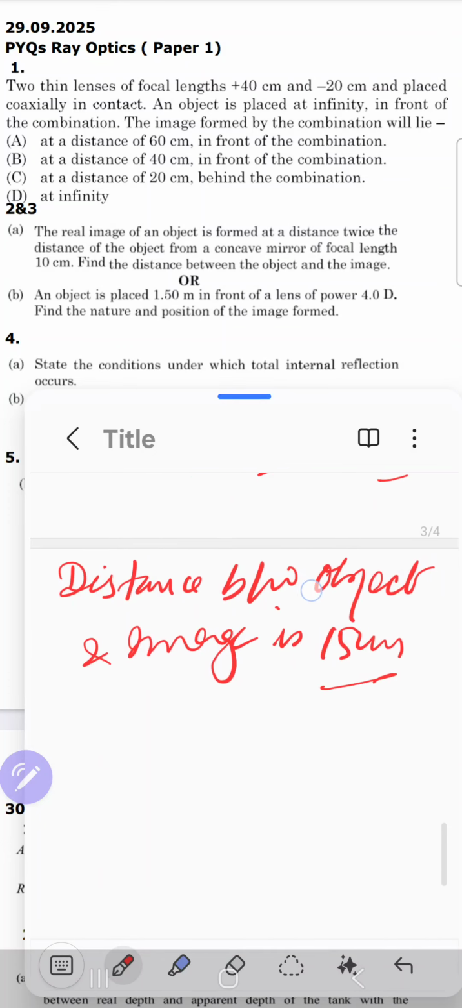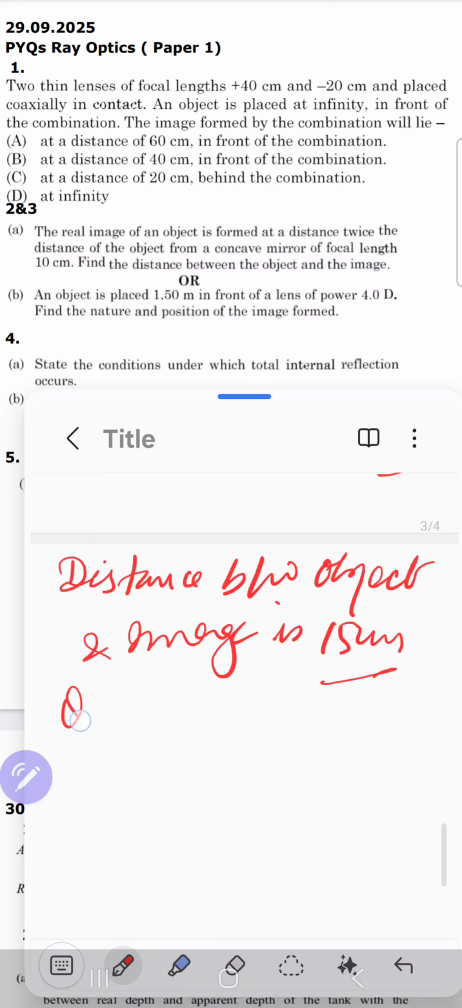Now question number 3 is, after or. An object is placed 1.5 meter in front of a lens of power 4 diopter. Here u is given as 1.5 meter and power of the lens is given as 4 diopter. So positive power means this is a convex lens or converging lens. Find the nature and position of the image formed.